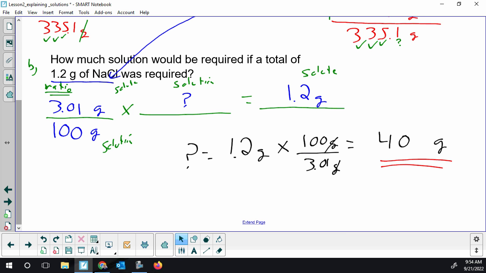Okay. So this is one method that you can use to solve this. If you come up with another method, that's fine, but this is going to be mine.